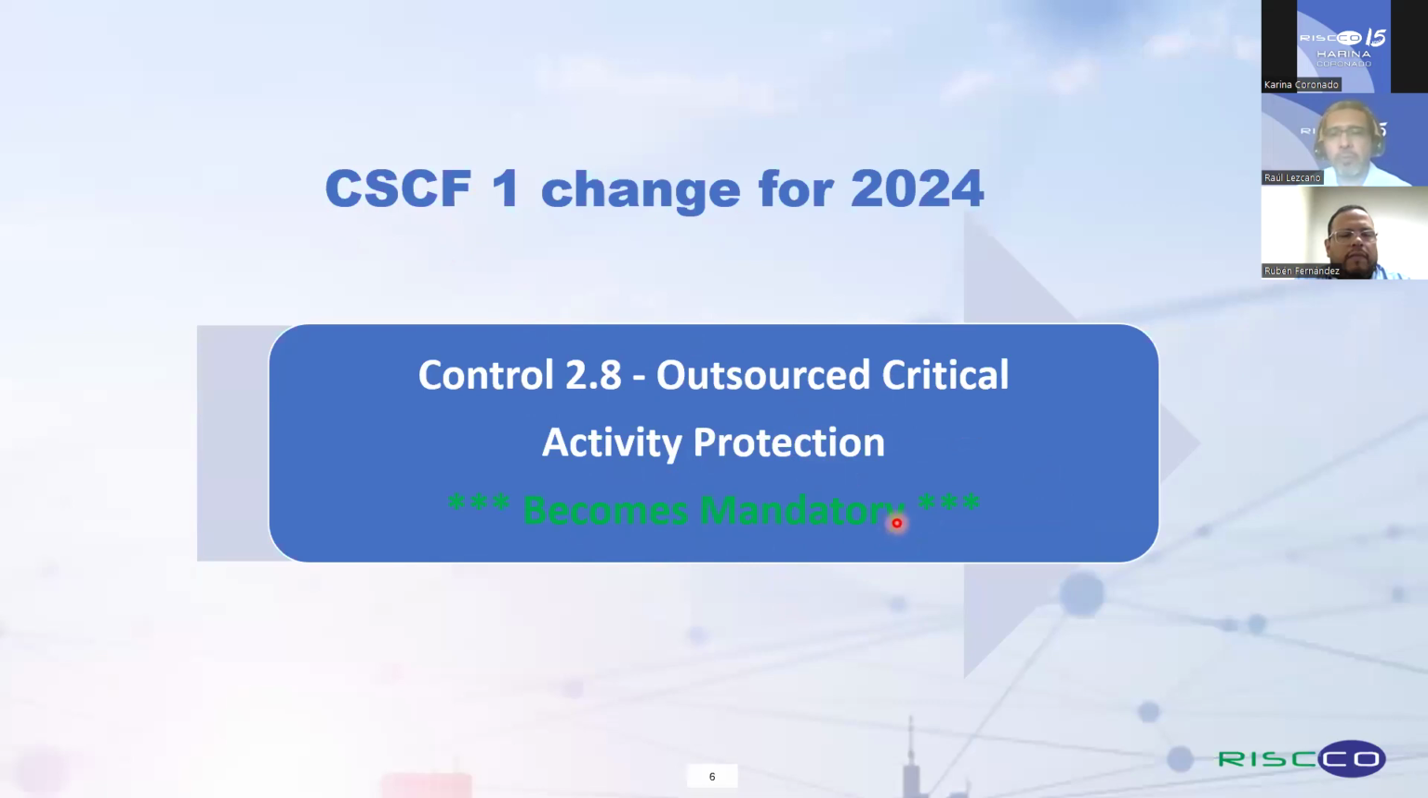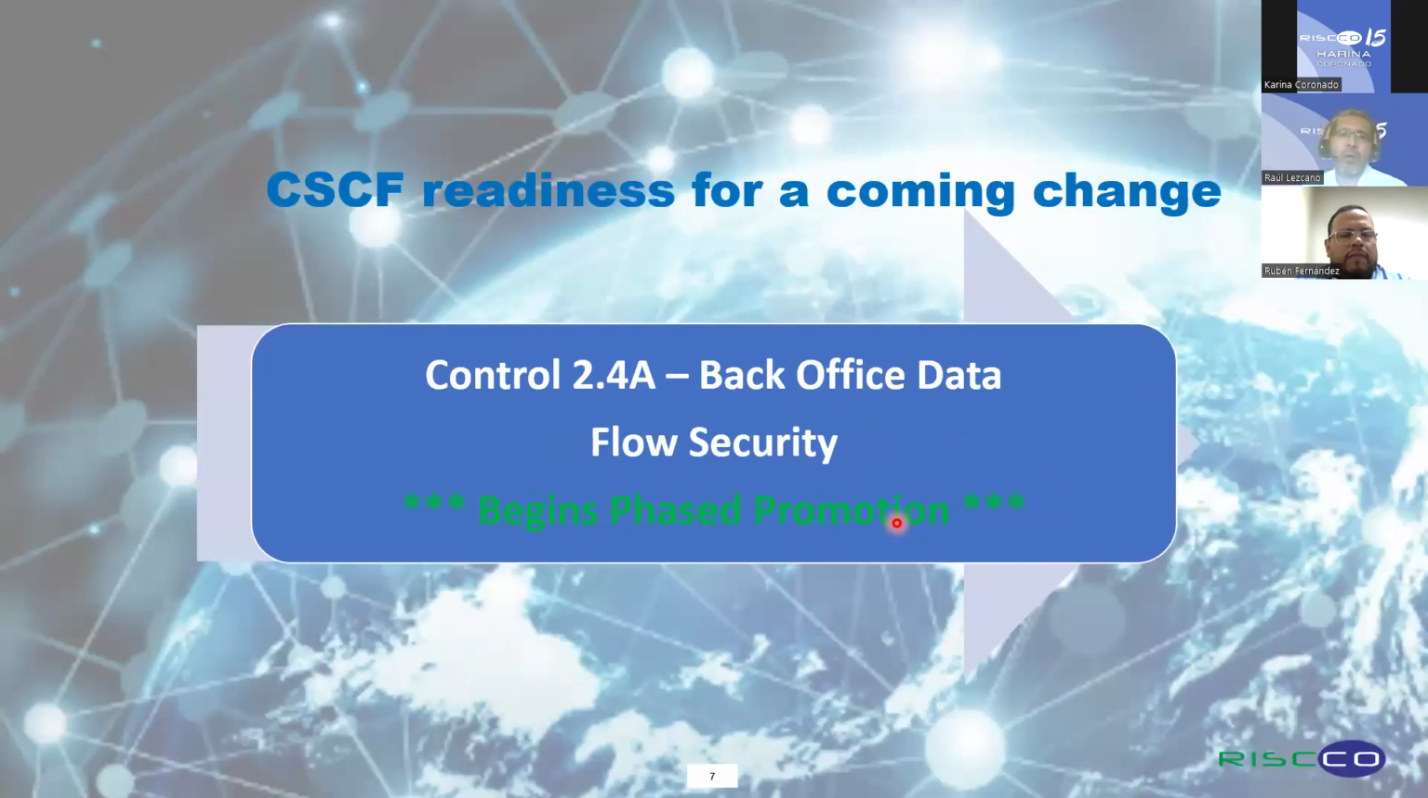And the announcement of a new change that is planned to be phased in: Swift is suggesting to begin the work on the identification and assessment of control 2.8, which is still mandatory for 2024, for the flow of data in the back office, the connection between the back office and the secure zone for Swift devices and applications.